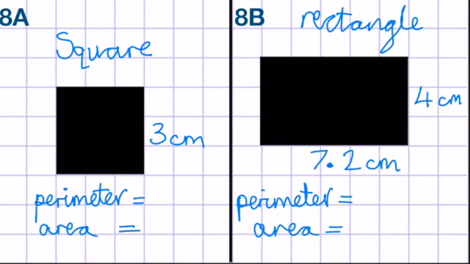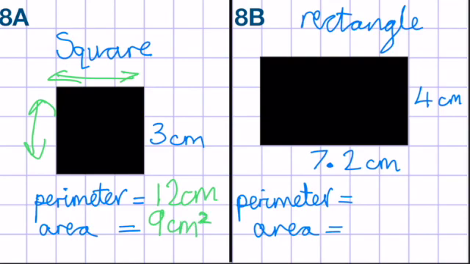Okay, I would like you to work out the perimeter and the area of both of those. So press pause and then we'll do it together. Okay, so for the square, there are 4 sides and each side is 3 centimetres. So we do 3 times 4, which is 12 centimetres. Now, to find area, you times the length by the width. So it's 3 times 3, which is 9 centimetres squared. When we use area, we always put a little 2, which means area.